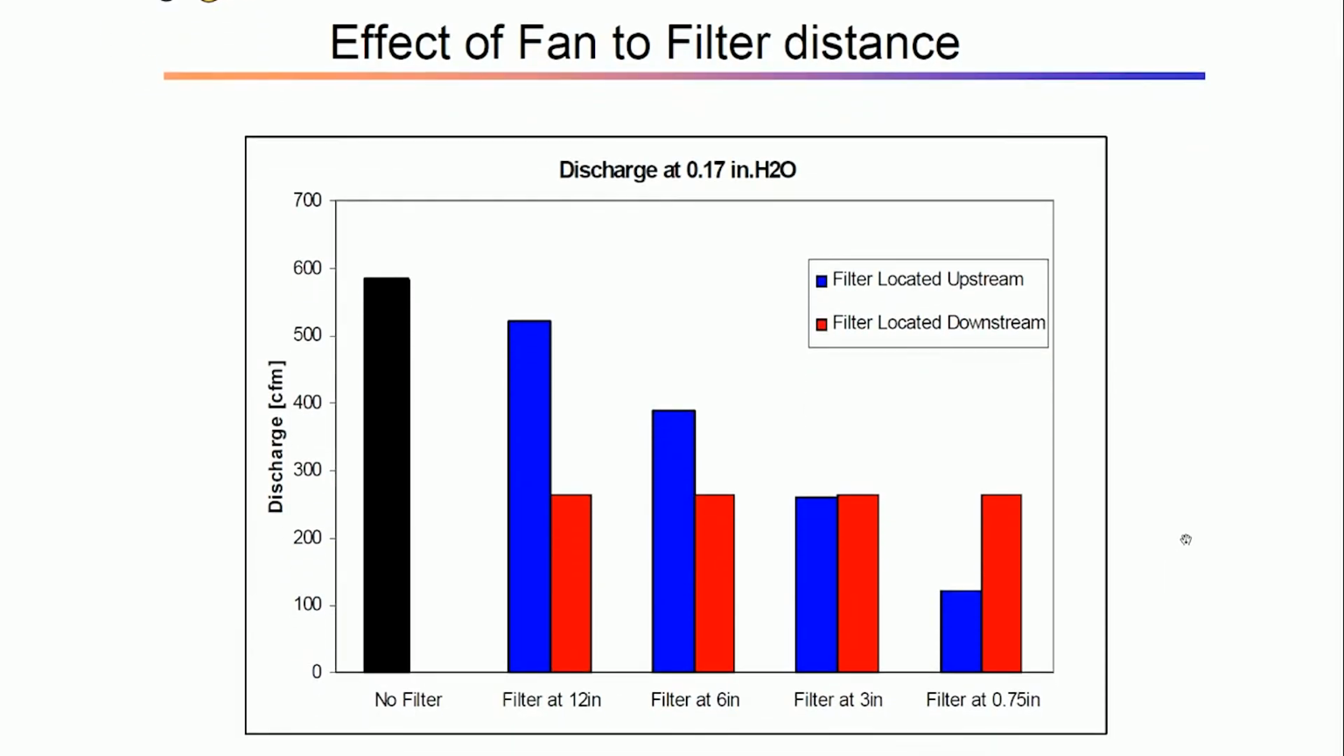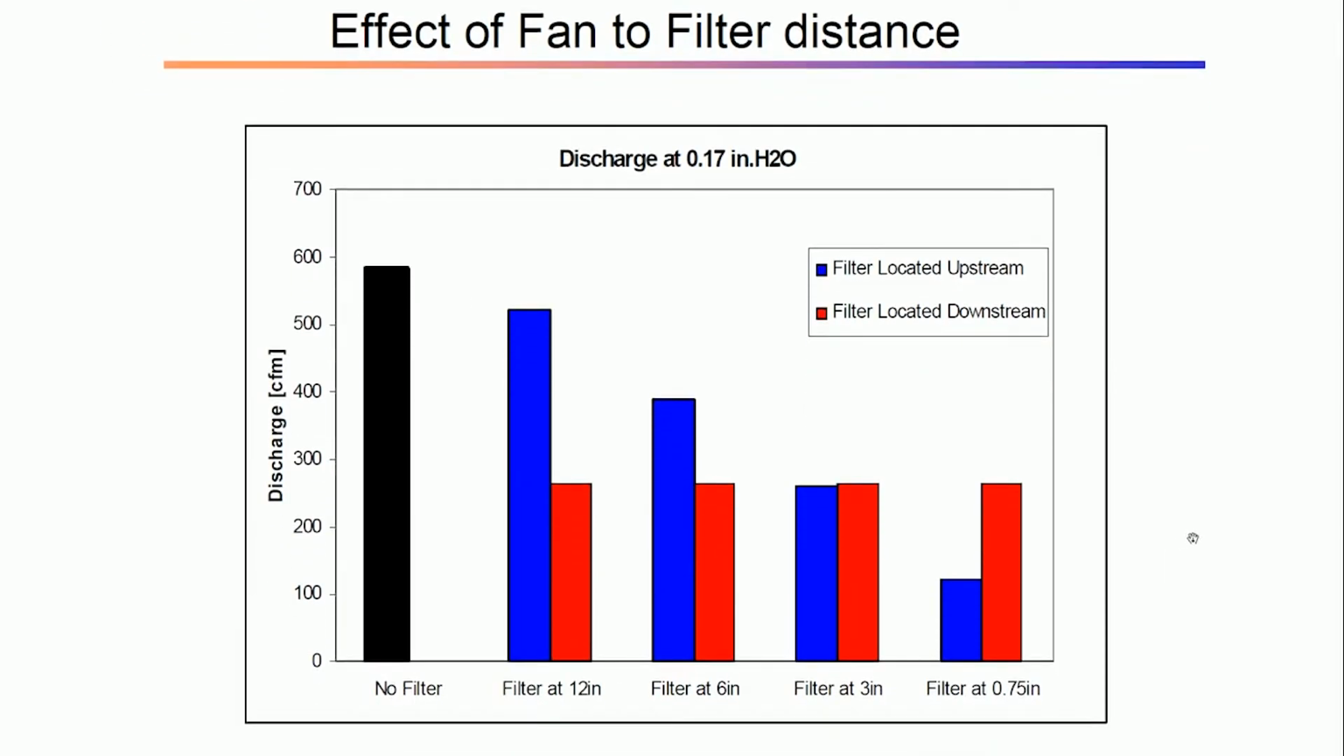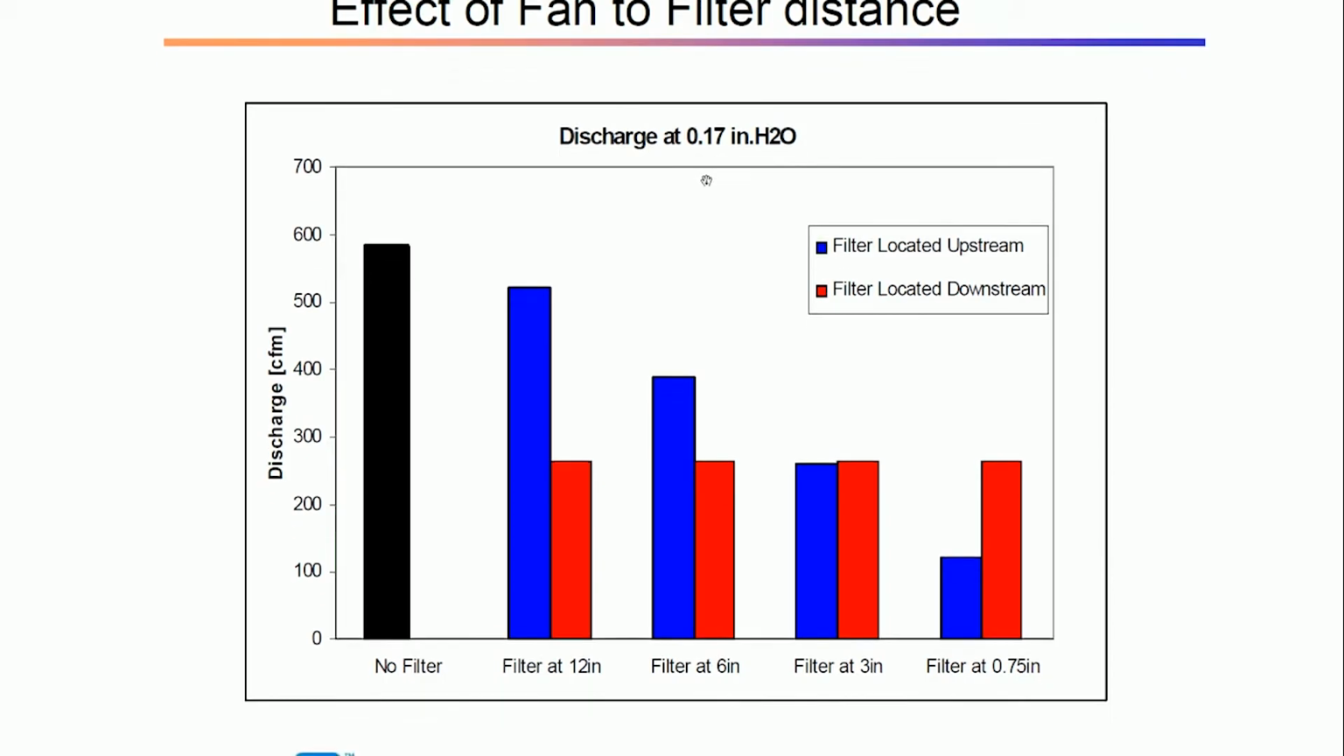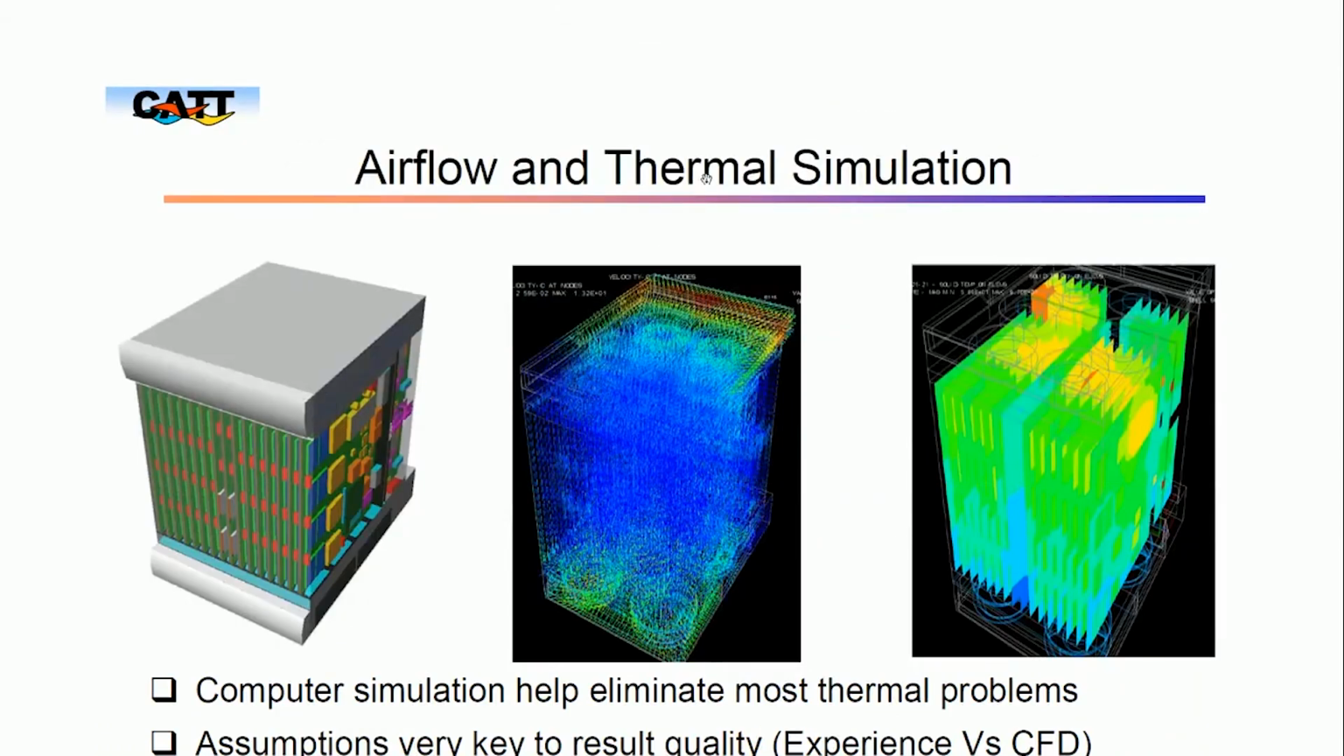So, these are all plotted saying filter located downstream, upstream, the gap, and no filter, how discharge changes with so many centimeters. I am sorry, he calls it 0.17, I am not familiar with it. I expect it is about 5 millimeters water. Okay.